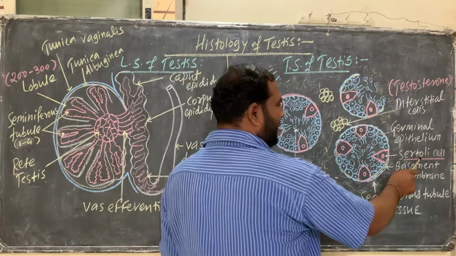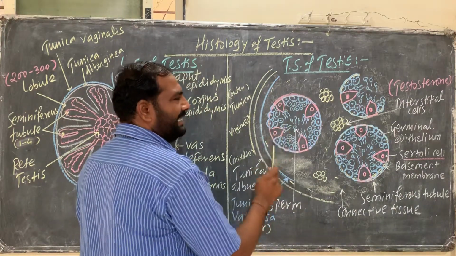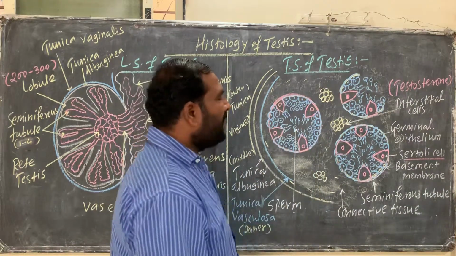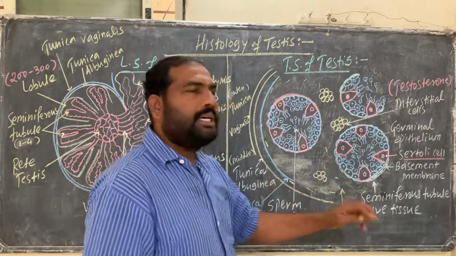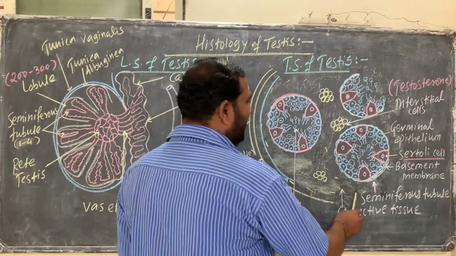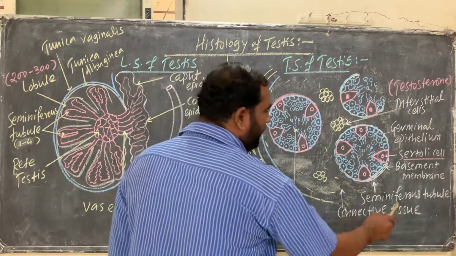So what is the function of the Sertoli cell? See, a number of sperms are attached to the Sertoli cell. So here is a bundle of sperm inside the seminiferous tubule, and the Sertoli cell provides nourishment to the developing sperm. Another thing is that in between the seminiferous tubules, there is a presence of connective tissue.